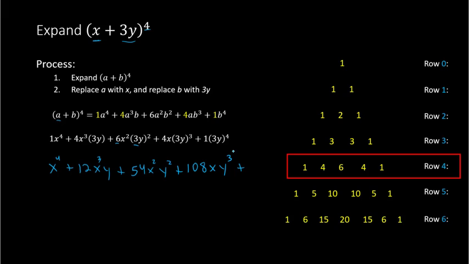And then the last term, we have 3 to the 4th power, which would be 81 times 1, which is still 81. And then we have the y as well to the 4th power. So this here would be your answer. We've expanded x plus 3y to the 4th power.